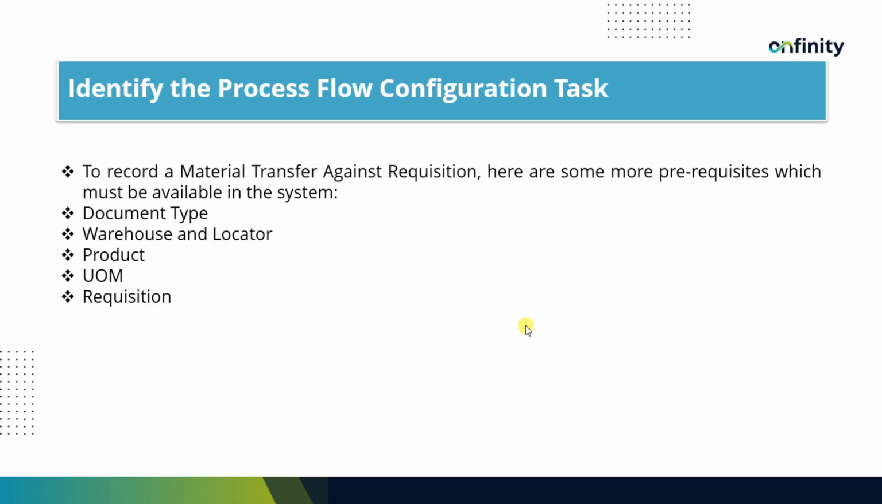Before we begin, let's identify the process flow for the configuration task. It means we need a few more prerequisites to record a material transfer against requisition. So here are some more prerequisites which must be available in the system: the document type, warehouse and locator, product, unit of measure, and the requisition.